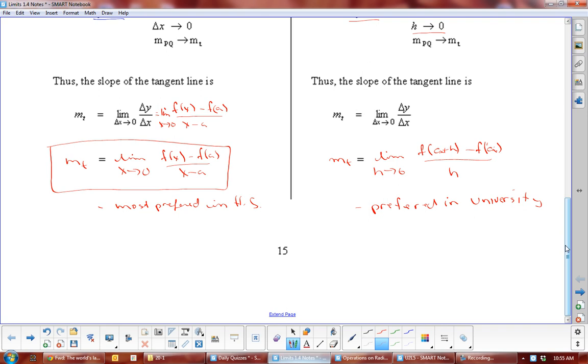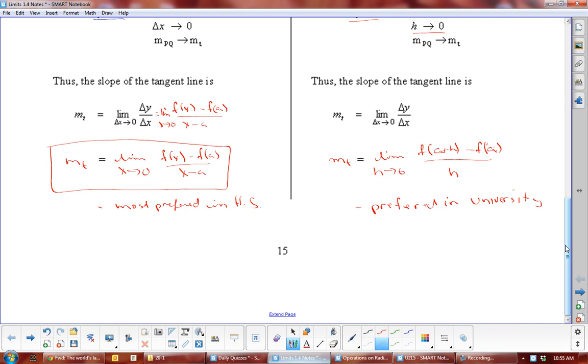Question? Yep. Say that again? No, no, you'll see why. You can't split up a function like that.